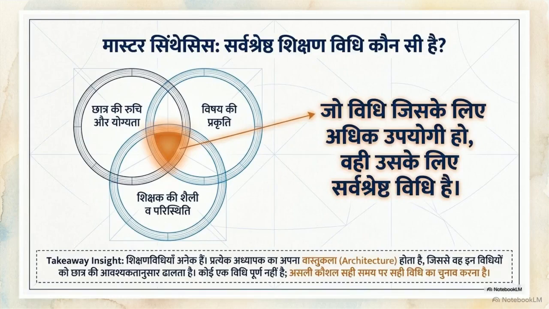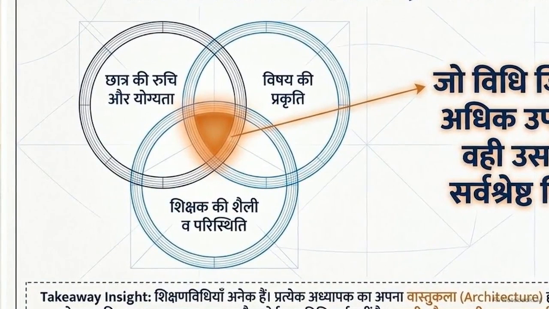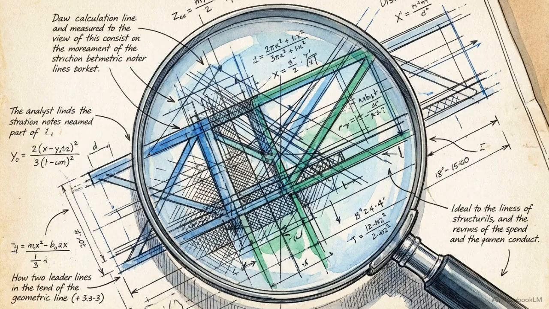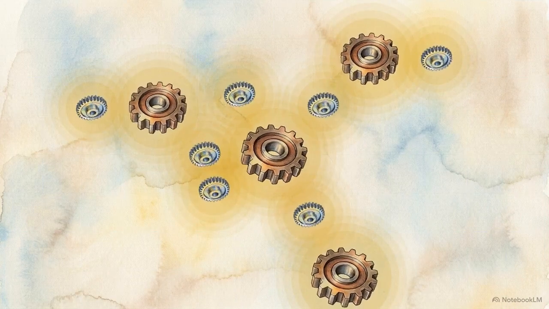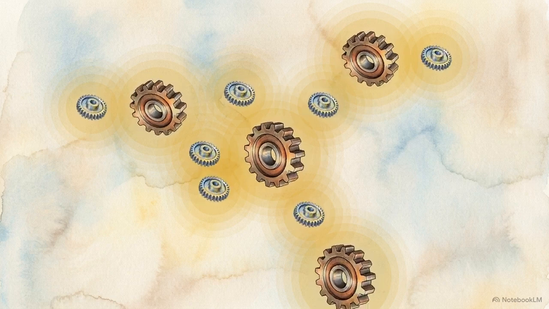This Venn diagram shows the three variables that dictate success. An effective system emerges only where the nature of the subject matter, the aptitude of the student, and the specific constraints of the environment perfectly intersect. To optimize this intersection, we have to stop looking for simple answers and instead deconstruct the pedagogical machinery, from its macro architectures down to its smallest internal gears.